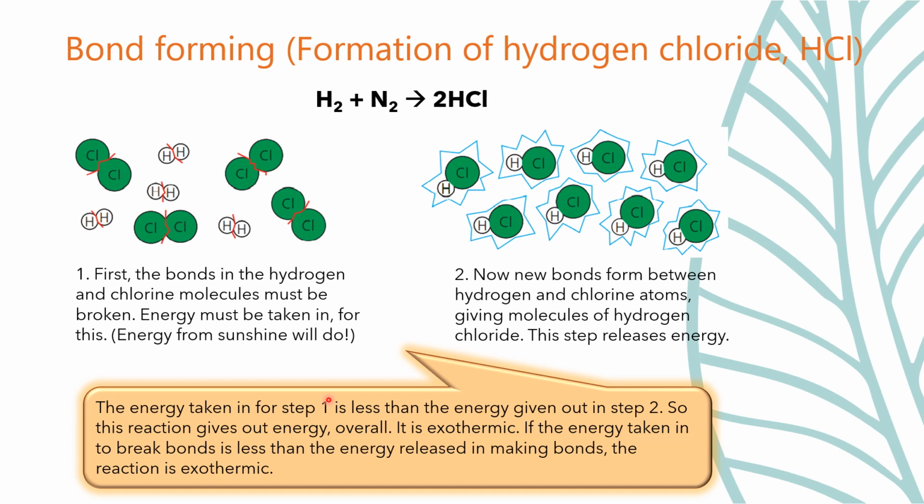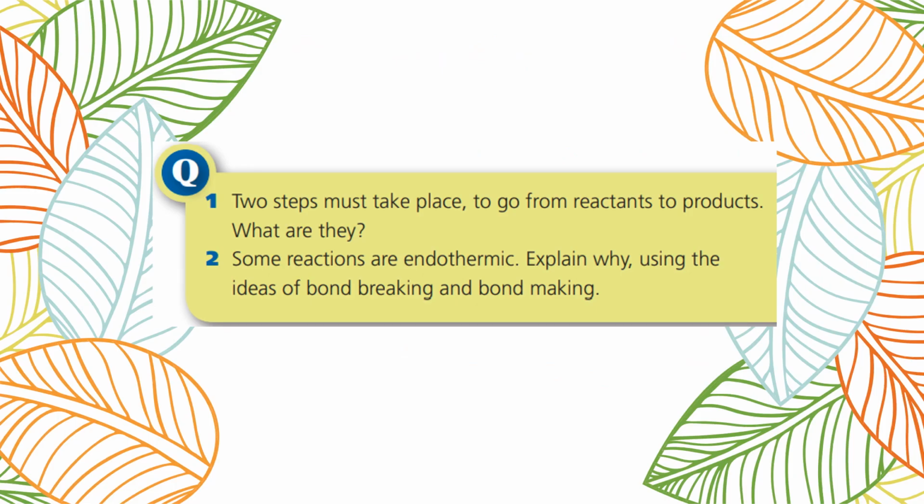Chlorine combines with the hydrogen to form hydrogen chloride. This time, the energy taken in for step 1 is less than the energy given out in step 2. So this reaction gives out energy. So kita nak kata energy release is greater than energy absorbed. So overall reaction is exothermic. If the energy taken in to break bonds is less than energy released in making bonds, the reaction is exothermic lah. Dalam bahasa lainnya, energy release is greater than energy absorbed, so it is an exothermic reaction.